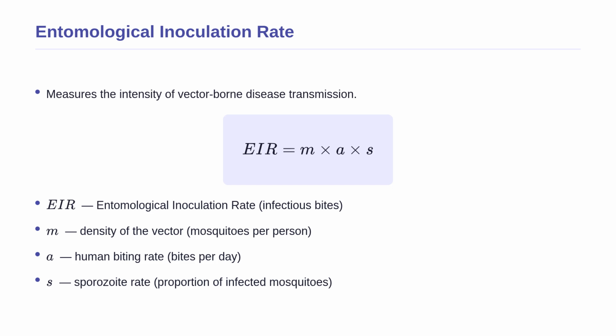Let us define these terms. The variable M represents the density of the vector, meaning the number of mosquitoes per person. The variable A is the human biting rate, which is how often a single mosquito bites a human per day. Finally, S is the sporozoite rate, which is the proportion of mosquitoes actually infected with the pathogen. If the mosquito density, the biting rate, or the infection rate increases, the EIR increases, meaning people are getting infected much more frequently.